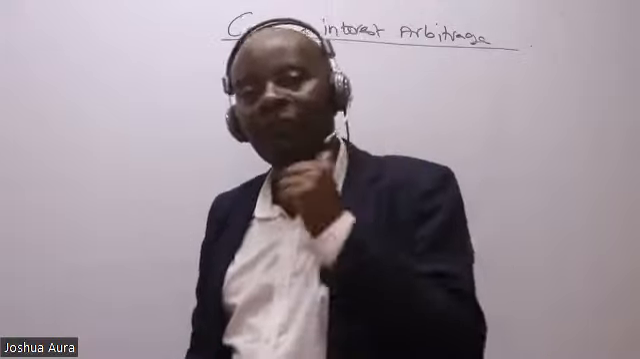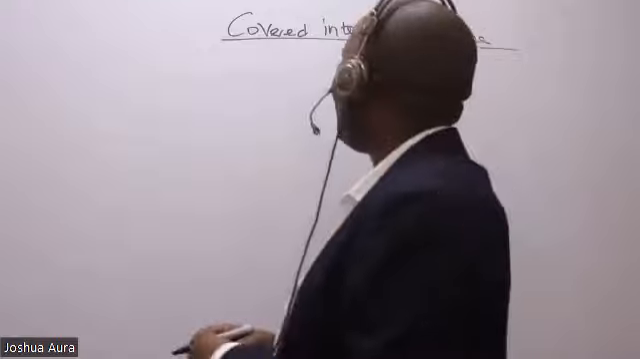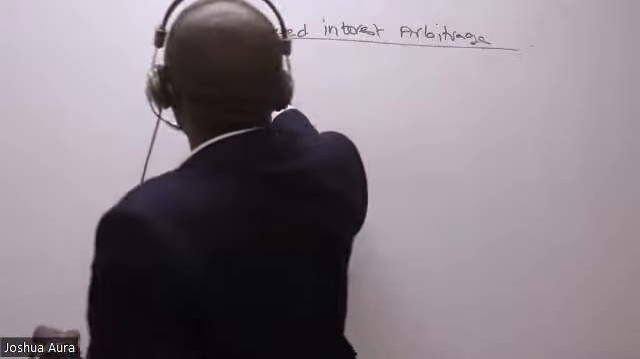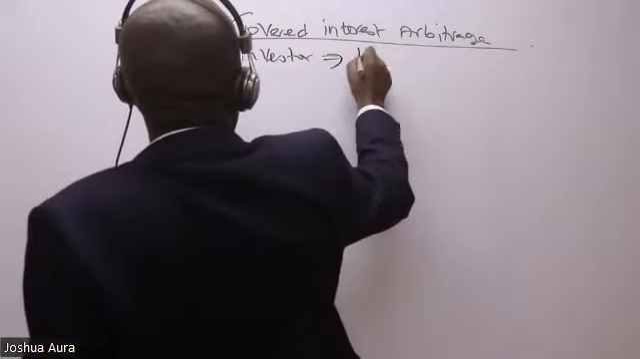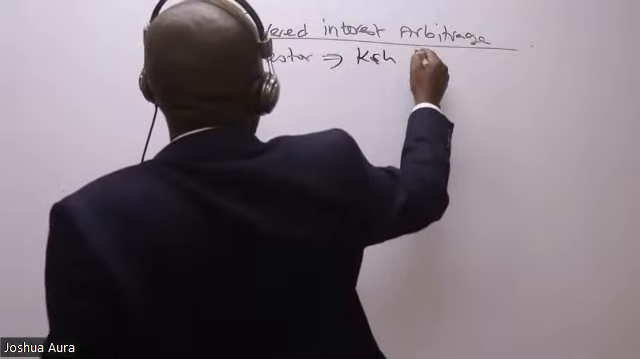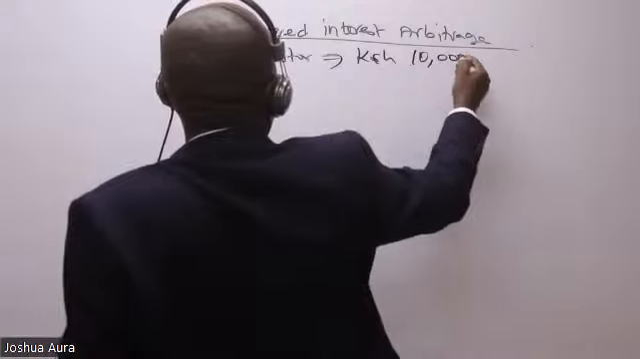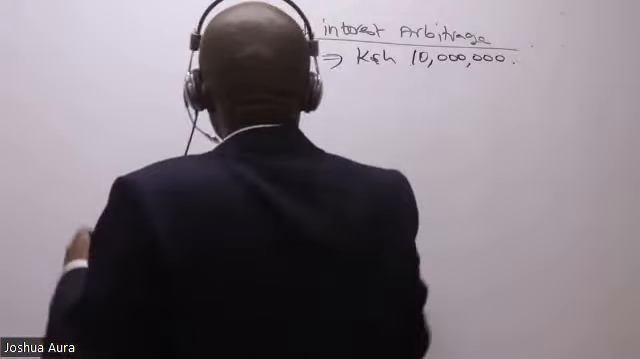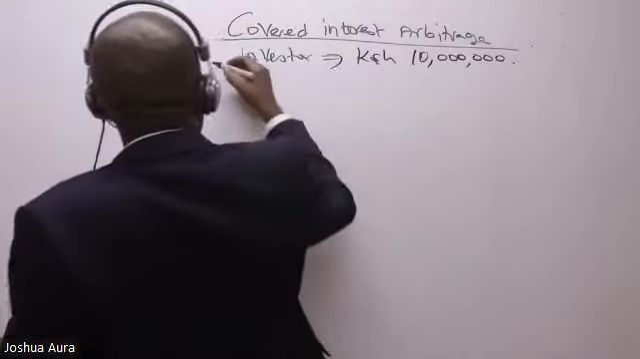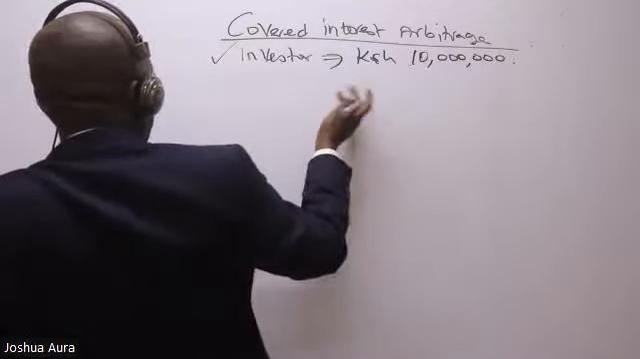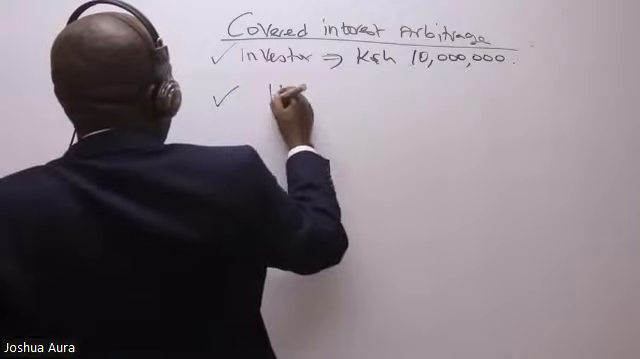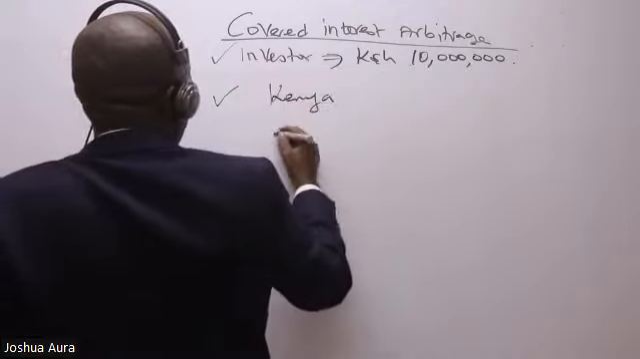And here I would want to use the example that is in that video. This example that is in that video, remember we had an investor, if you remember. The investor had how much? The investor had Kenya shillings, not 6 million, but 10 million. In this case, he has got two countries where he can invest the 10 million. He can invest this in Kenya or in Uganda.